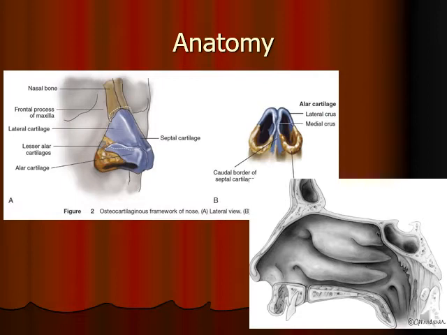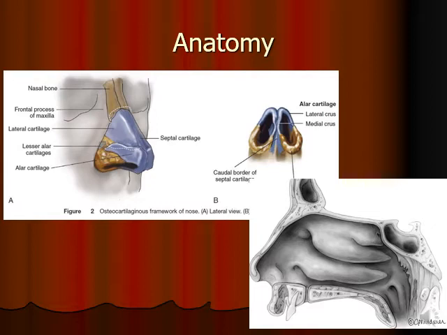The picture on the right side shows the nasal cavity. The anterior boundary of the nasal cavity is composed of the anterior nares, and the posterior boundary is composed of the posterior nares. In between there is the nasal cavity, which contains three turbinates: inferior, middle, and superior turbinate. The nasal cavity is divided into two parts, right and left, by the septum.